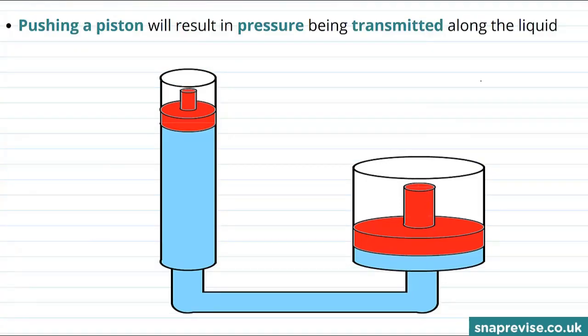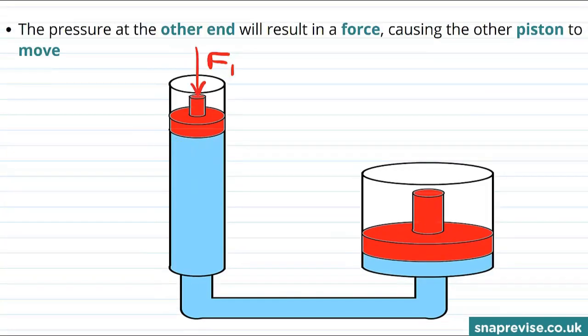The idea is that pushing this piston is going to result in pressure being transmitted along the liquid. Since this liquid cannot be compressed, when we exert a force here, and the liquid can't be squeezed together anymore, the force is transmitted around it. We are pushing down the water on this side, and it is trying to come back up on the other side. So as we've hinted at, the pressure at the other end is going to result in a force that causes the other piston to move.